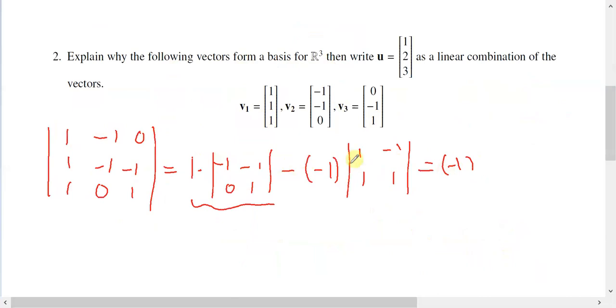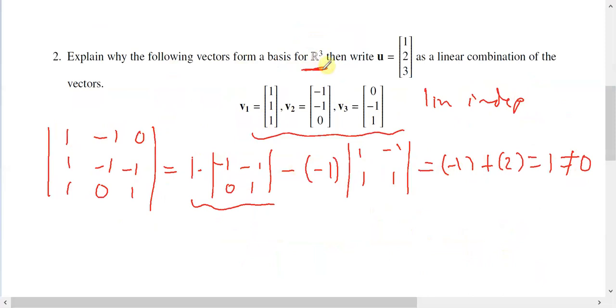And then this turns into a plus. Here we're going to have 1 minus a minus 1, so that's going to be plus 1 minus a minus 1, that's 2, which is 1, which is not 0. And as long as the determinant's not 0, we know that these vectors are linearly independent. And in R3, if you have a set of 3 vectors that are linearly independent, that's enough to say they're a basis. You don't have to verify the spanning part that is part of the definition of a basis. So 3 vectors in R3 that are linearly independent, they are a basis.